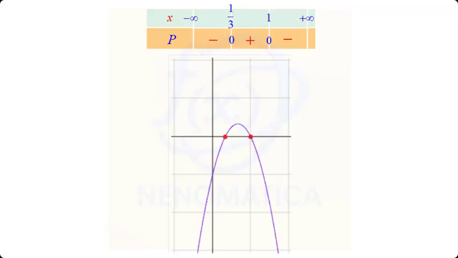With roots at 1/3 and 1, the sign of p can only change at those points. Since the leading coefficient -3 is negative, the parabola opens downward. That means p of x is negative outside the roots and positive between them.